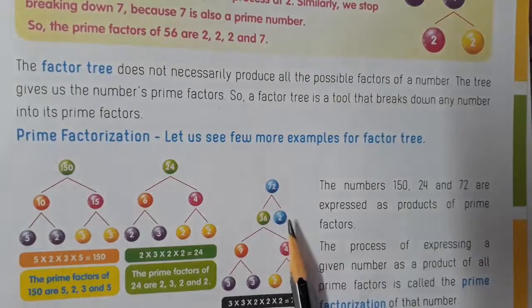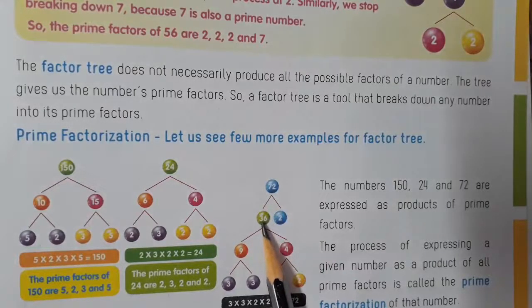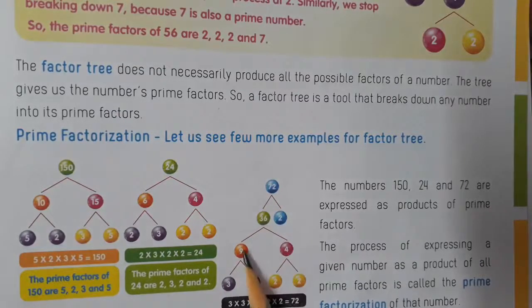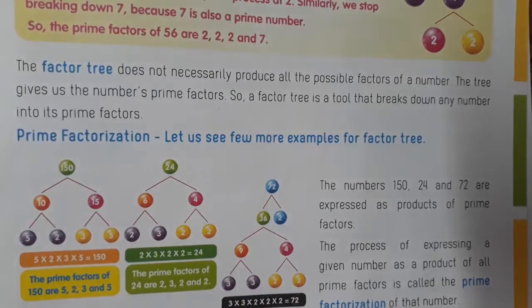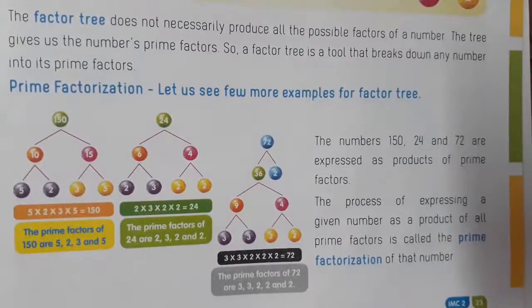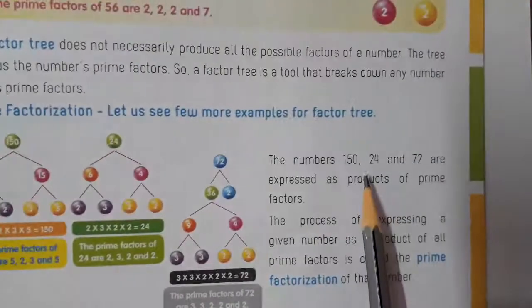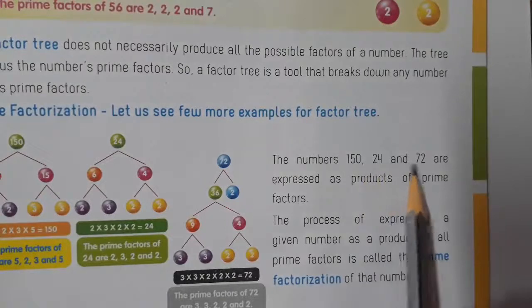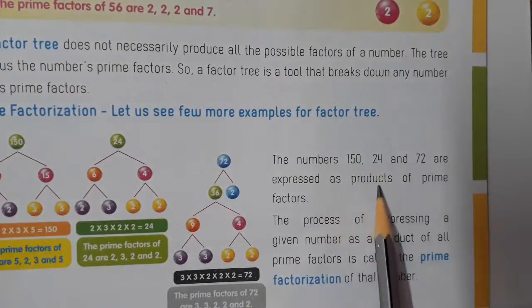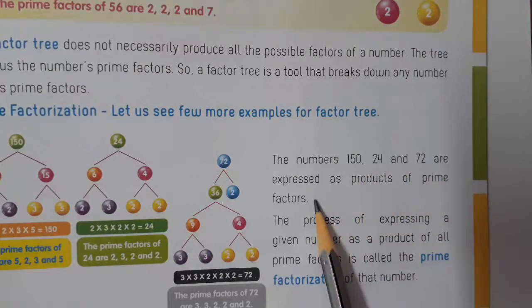Next 72. 36 twos are 72. 2 is a prime number. So we will divide 36. We will break 36: 9 fours are 36. Again 9: 3 threes are 9. 4: 2 twos are 4. So here 3, 3, 2, 2 and 2. 3 twos, 2 threes are the prime factors of 72. The numbers 150, 24 and 72 are expressed as products of prime factors.